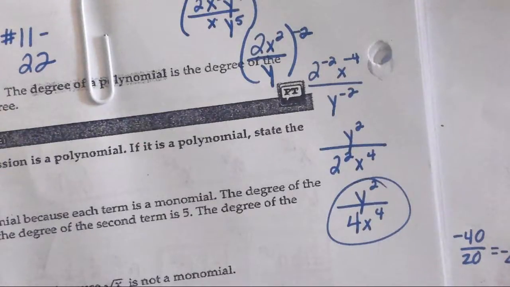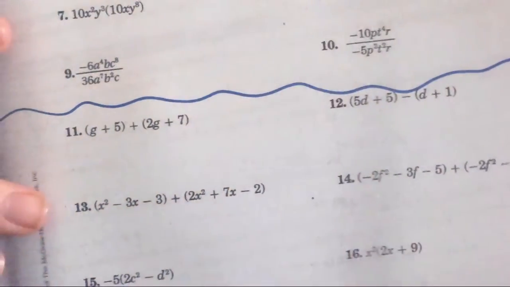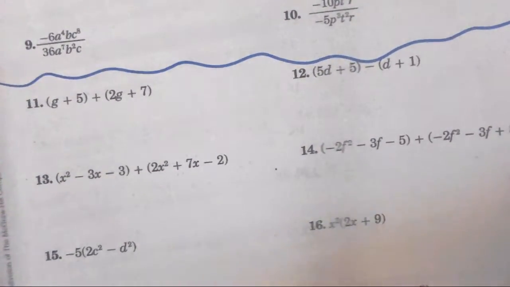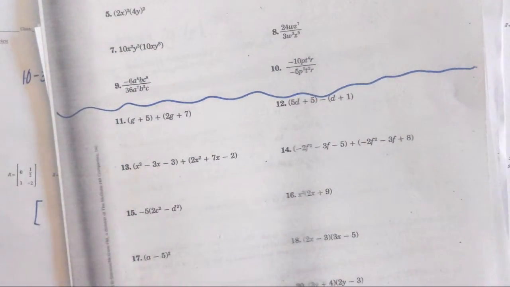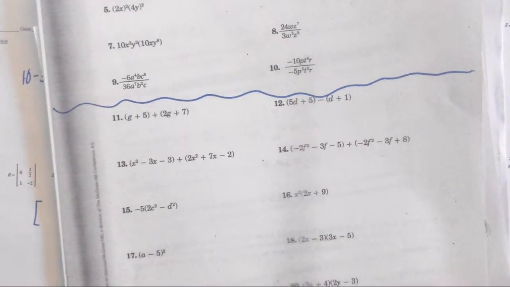Okay, well, if you're looking at page 61, the first 10 are practicing exponents. So if you want to do the first 10 so you can practice exponents, that's great. You don't have to. The bottom half is what we're talking about today, and it's more operations with polynomials.